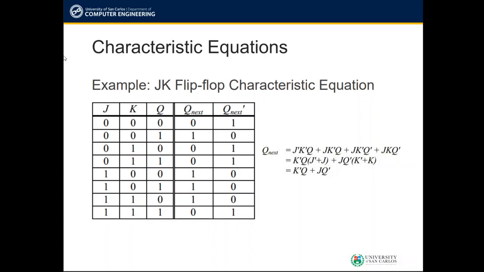And then apply your simplification method here. Using the theorems and postulates, this is equivalent to 1. So you have K bar Q or J Q bar. That is now the equation for your Q next.